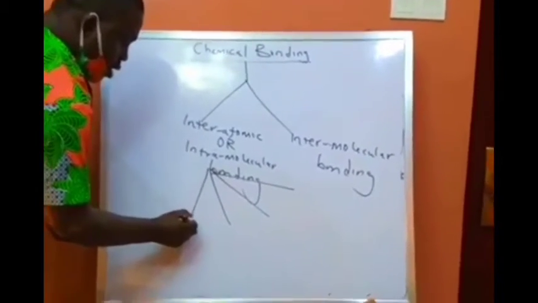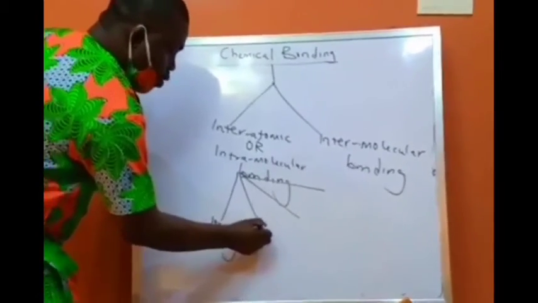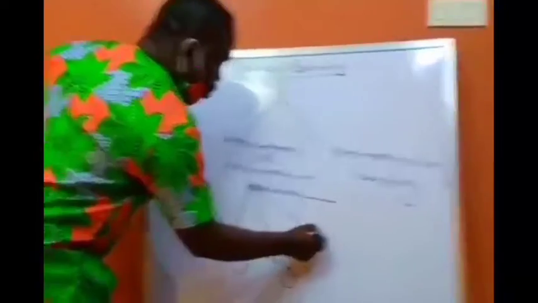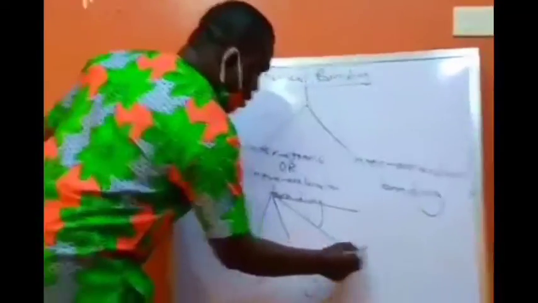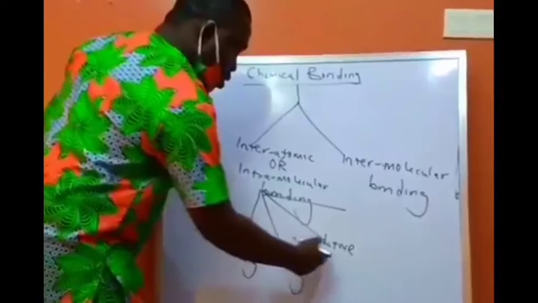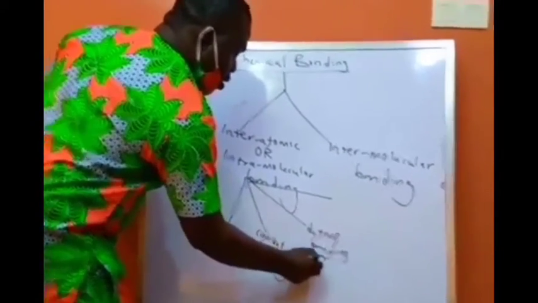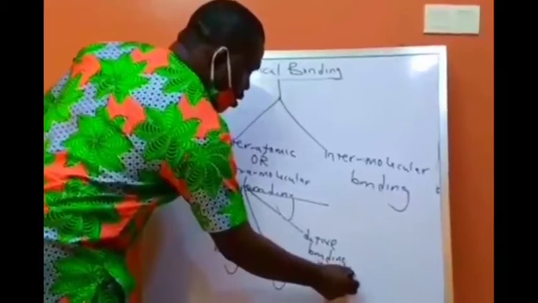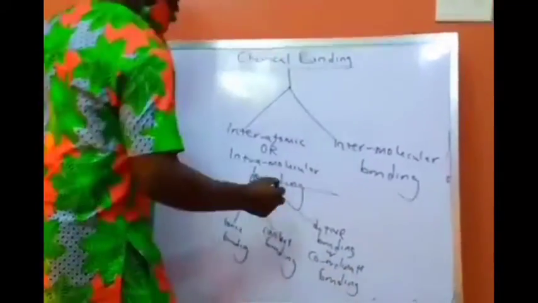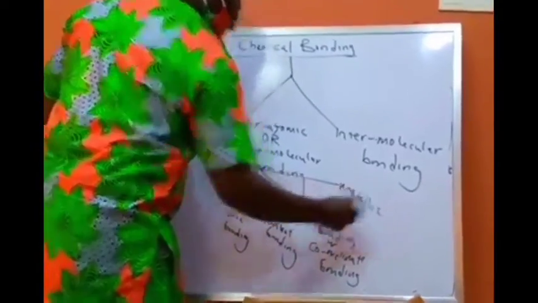We have the ionic bonding, we have the covalent bonding, we have the dative bonding. Ionic is also known as electrovalent bonding. Okay, dative bonding is also known as coordinate or coordinate covalent bonding. And then we have what we call metallic bonding.